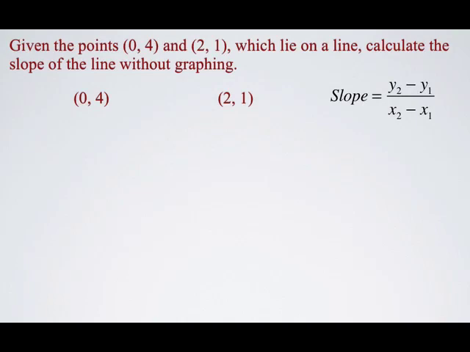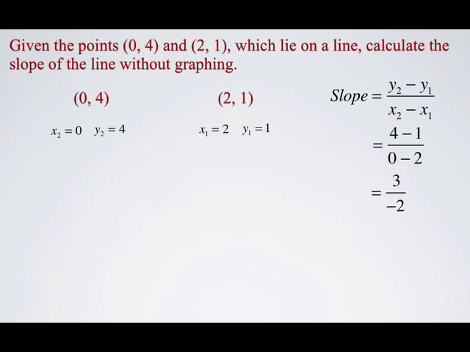Earlier, our y2 was 1 because we chose point 2, 1 to be point 2. Now we're choosing point 0, 4 to be point 2. So our y2 is 4, and our y1 now is 1. Our x2 is 0, and our x1 is 2. We go ahead and substitute these points into our formula. So we have 4 minus 1 over 0 minus 2, which reduces to 3 over negative 2.